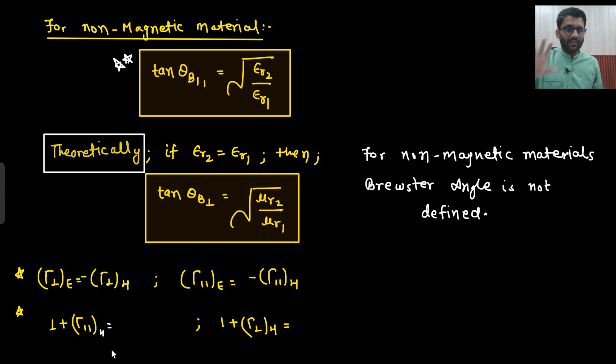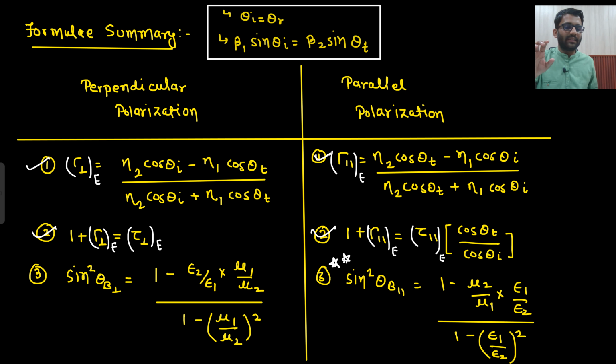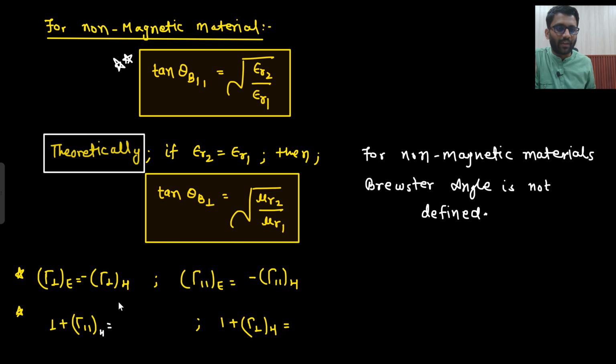Just for numerical purpose these will be used, but there is a very slight chance that in the options they can frame some questions like this, and then they can ask you which of them is correct. So in case of normal incidence, what did you study? That gamma E is equal to minus gamma H. Same goes for perpendicular polarization as well, and same goes for parallel polarization as well. That gamma perpendicular E is equal to minus gamma perpendicular H, and gamma parallel E is equal to minus gamma parallel H. Is that clear to you? Whatever you studied in normal incidence, the same goes here as well.